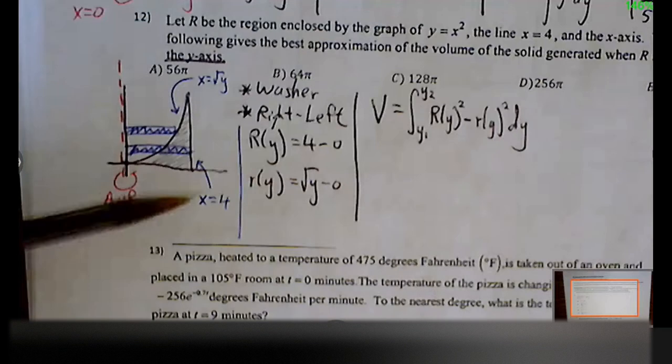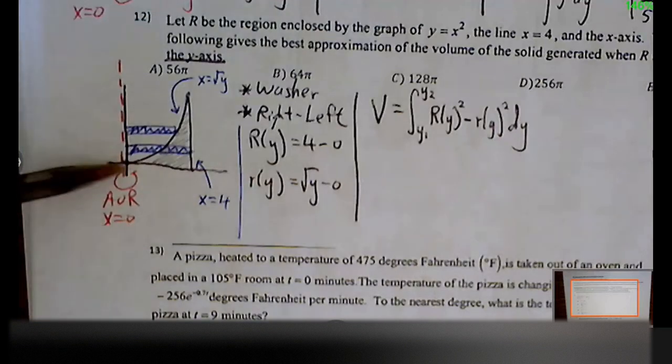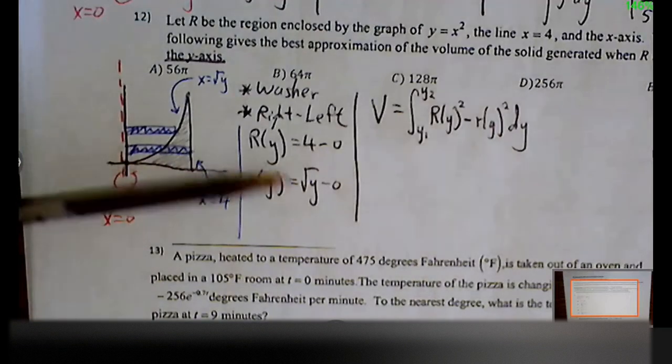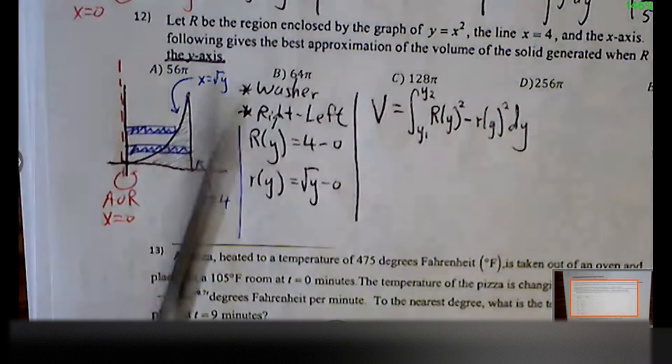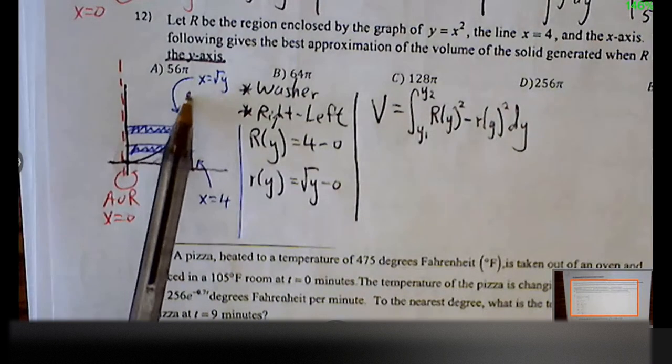Our bounds have to be in terms of y. So we can't go from 0 to 4, right? 0 to 4 are in terms of x. We've got to go in terms of y. So 0 is the lowest y value. How do I find this highest y value here?